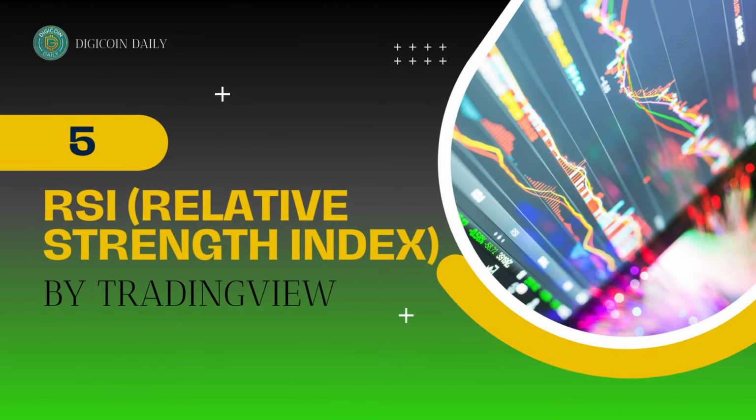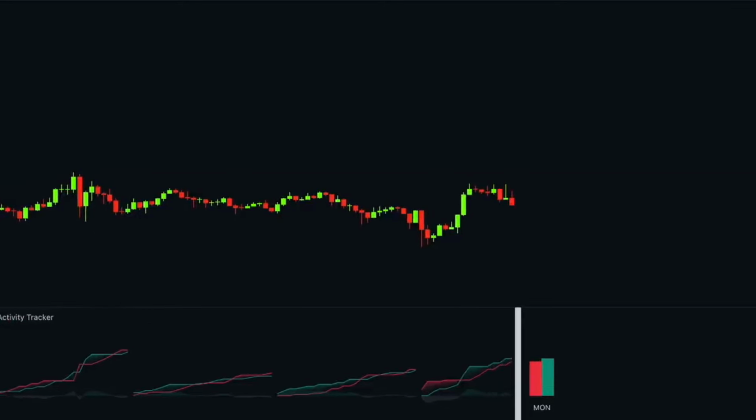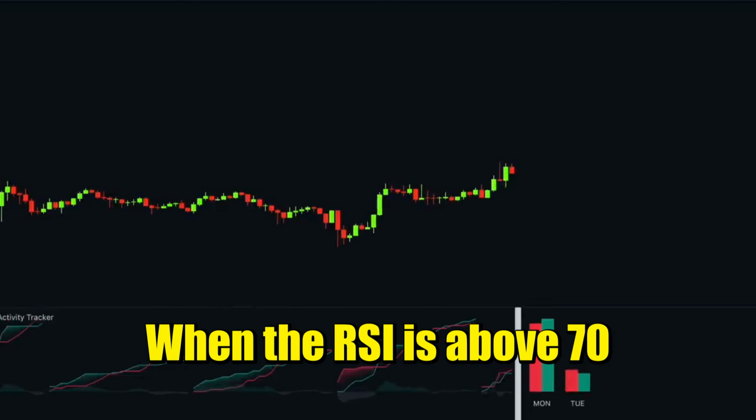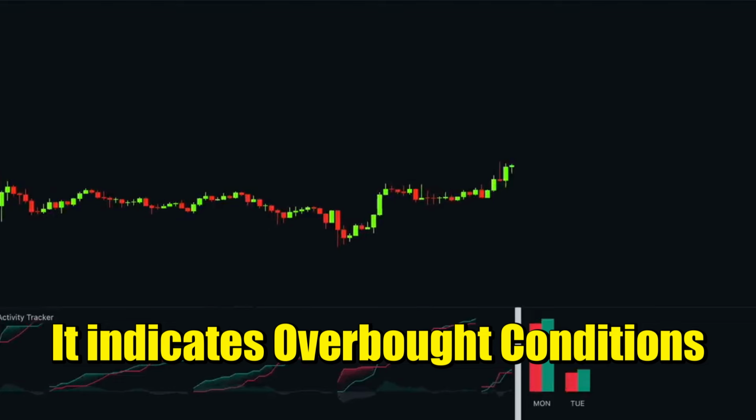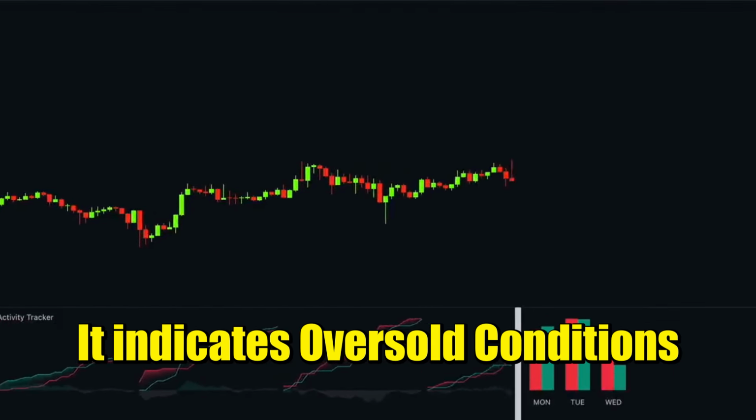The next indicator is the RSI, or Relative Strength Index, by TradingView. This momentum oscillator measures the speed and change of price movements. It ranges from 0 to 100 and is used to identify overbought and oversold conditions in the market. When the RSI is above 70, it indicates overbought conditions, and when it is below 30, it indicates oversold conditions.